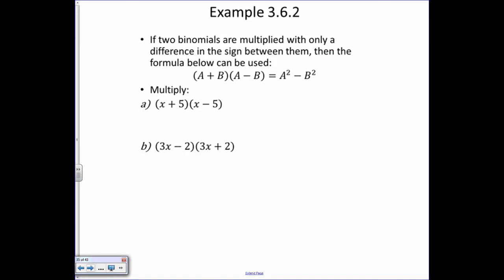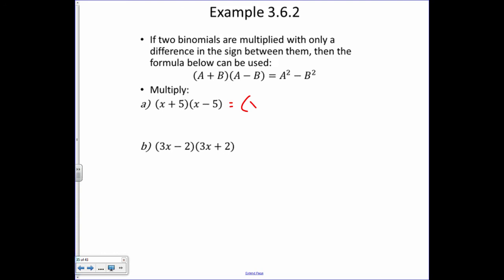If two binomials are multiplied together with only a different sign between them, so something like a plus b or a minus b, then we can use this formula below. A plus b times a minus b will give you a squared minus b squared. So let's multiply these using the FOIL method, and you'll see that it'll match what we've got above.